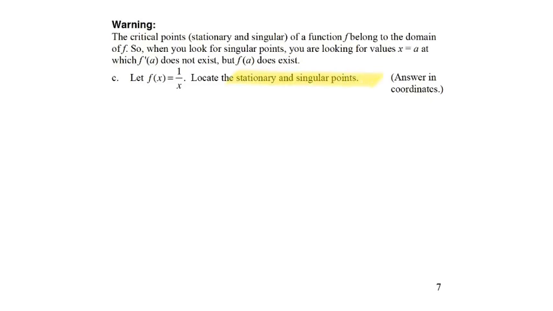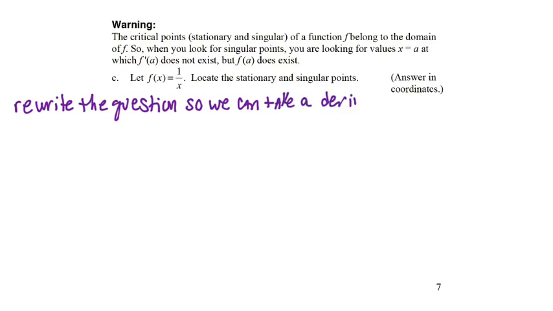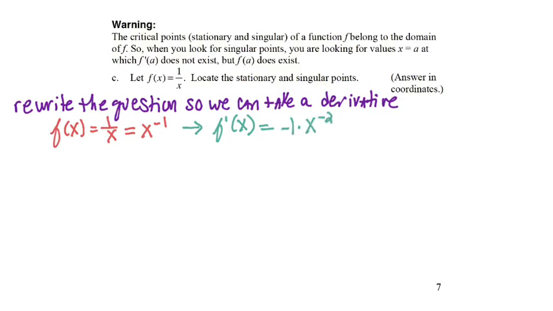As you know, whenever we want to find stationary or singular points, first thing we do is take the derivative, and looking at our function f of x equals 1 over x, it's not ready to take a derivative because the x is in the denominator. So first, we need to rewrite the question so that we can take a derivative. Taking f of x equals 1 over x, our x in the denominator can be rewritten as x to the negative 1 power, and now we're ready to take a derivative. Negative 1 times x to the negative 2, or more specifically, negative 1 over x squared.